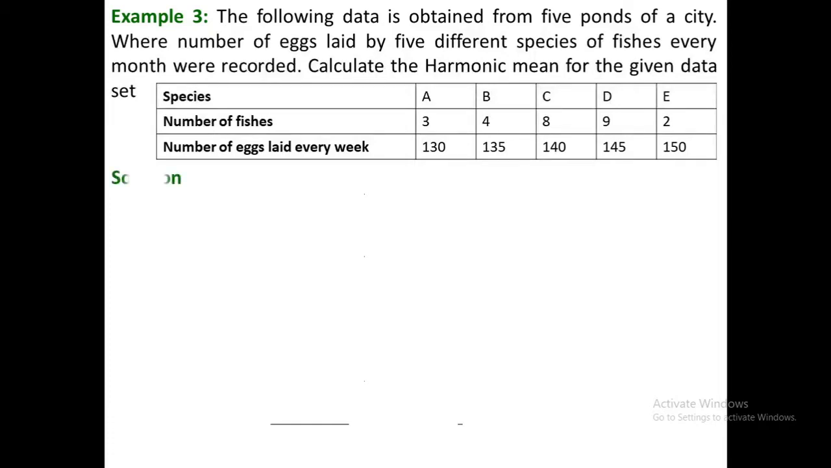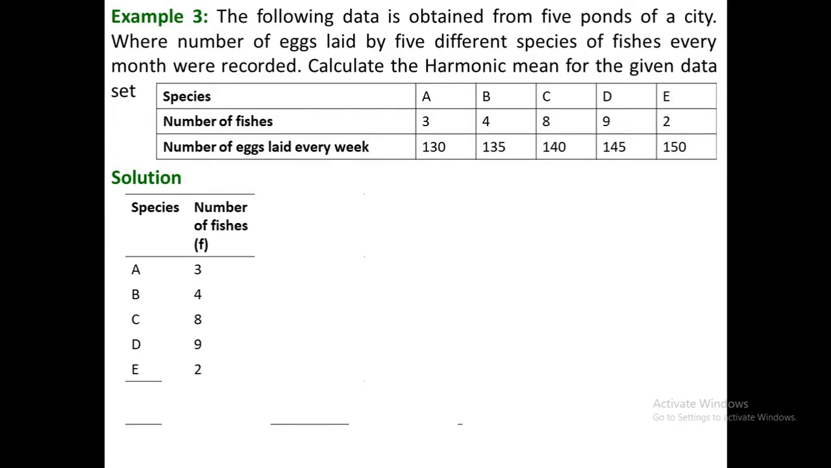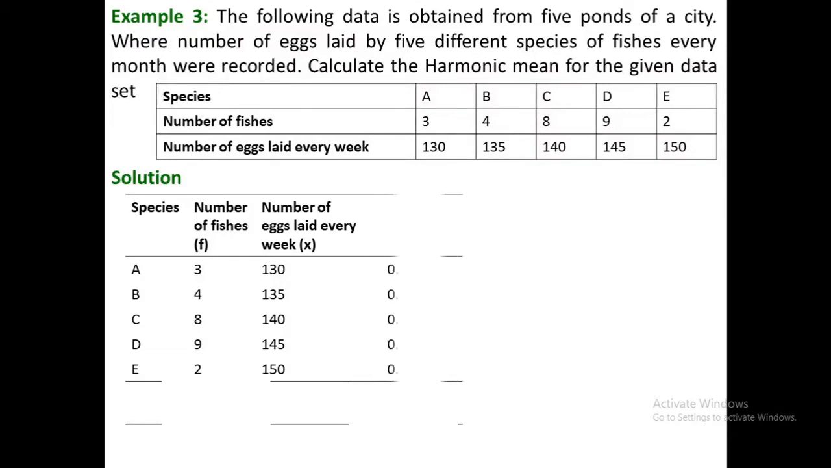First of all, we will make a table in which in the first column we will write the species name, in the second column we will write the number of fishes or the values of f or frequency, and in the third column we will write the number of eggs laid every week or values of x. In the next column we will calculate the value of f over x.